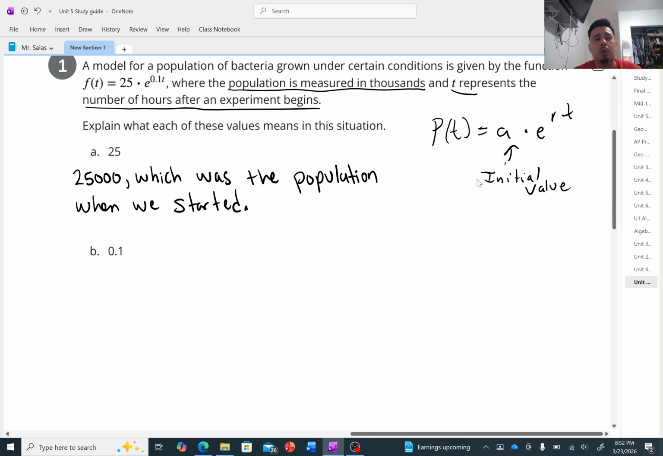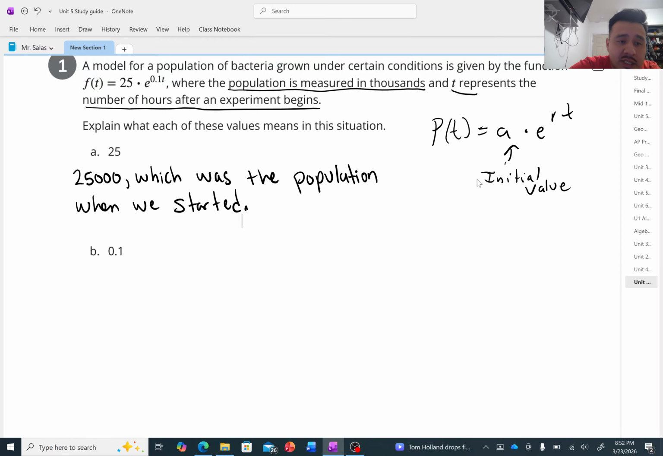Let's look at 0.1. So what is 0.1 representing? Now, some of you are going to say, oh, well, 0.1 is the rate. So you're going to say, oh, my percentage rate is 0.1. Again, that is wrong. Don't do that. Whenever I want you to explain to me what the rate is, I don't want to see a decimal. I want to see the percentage. So the 0.1 represents the 10%.